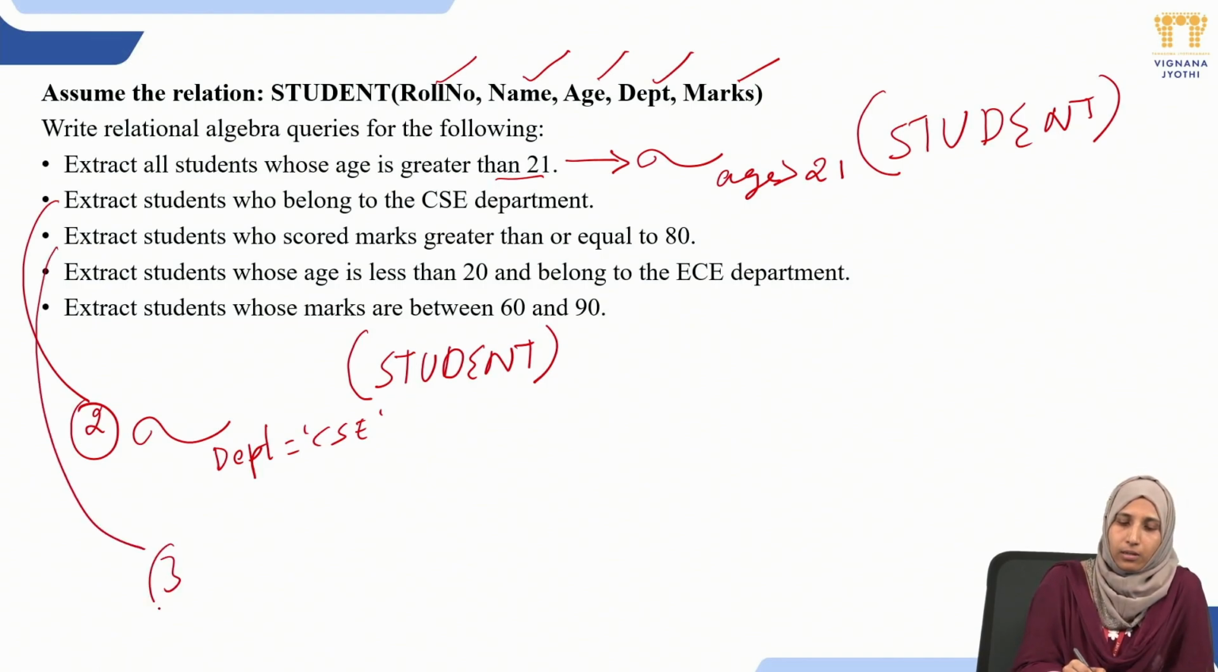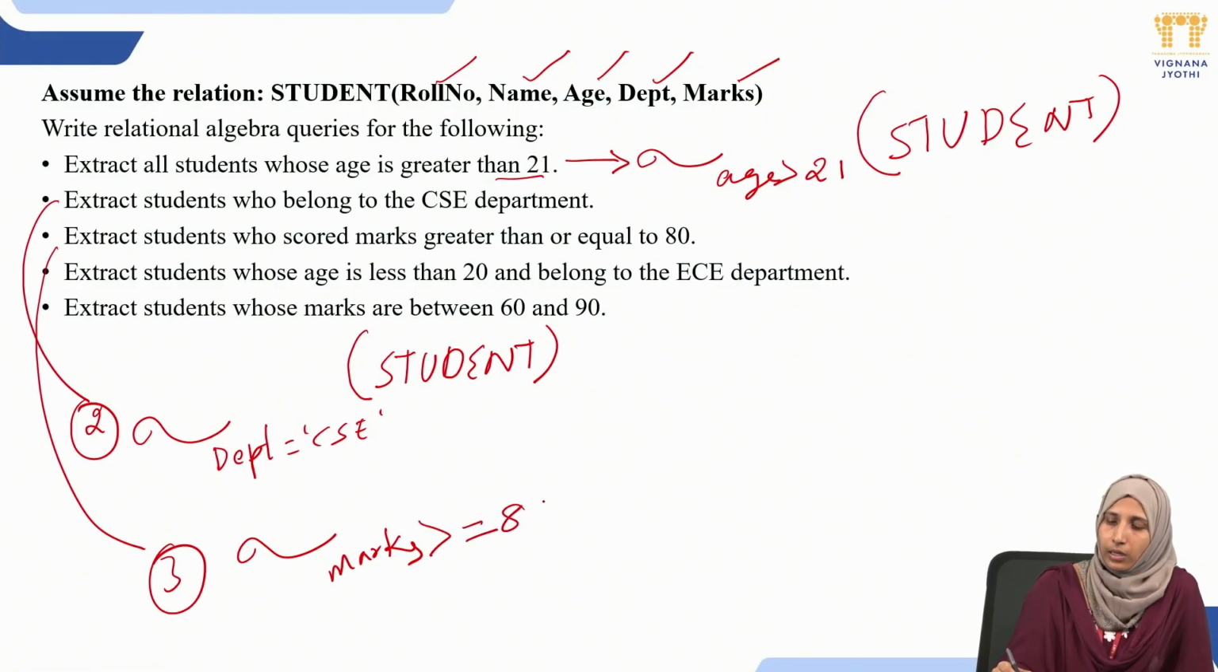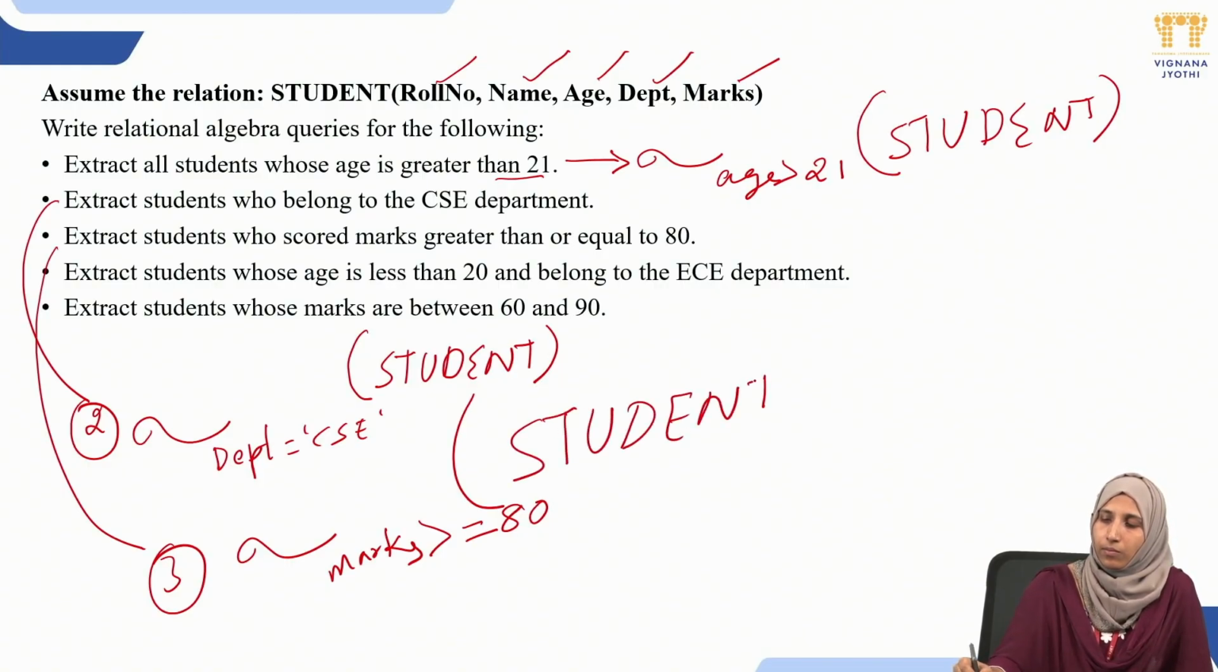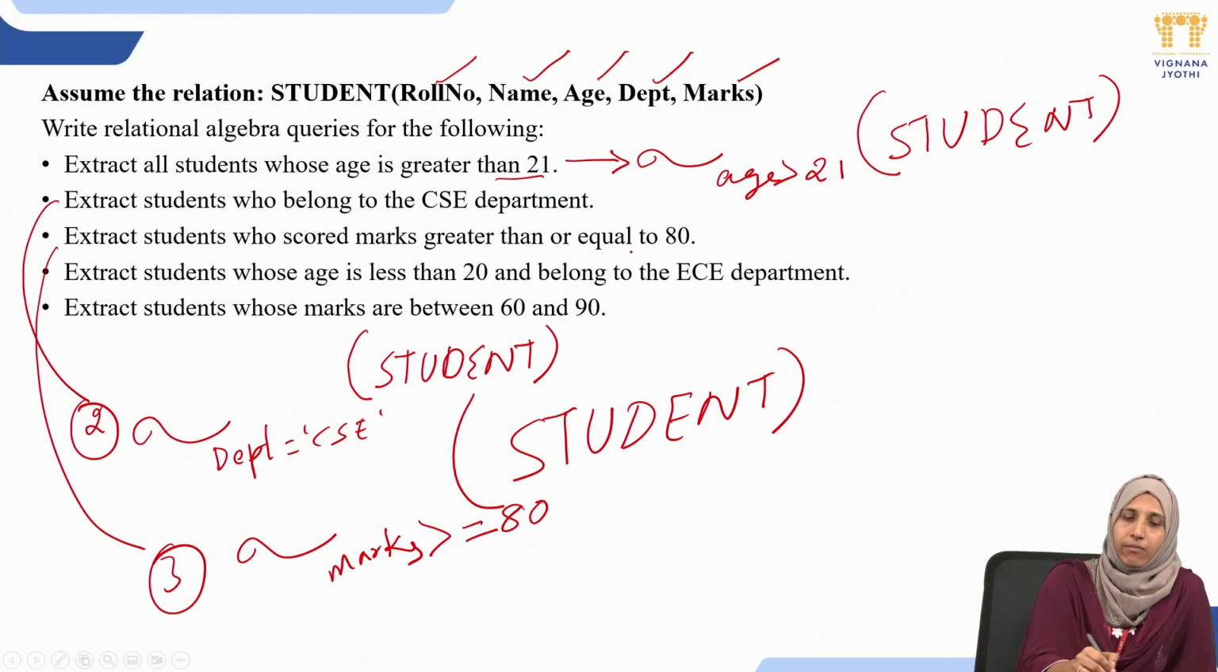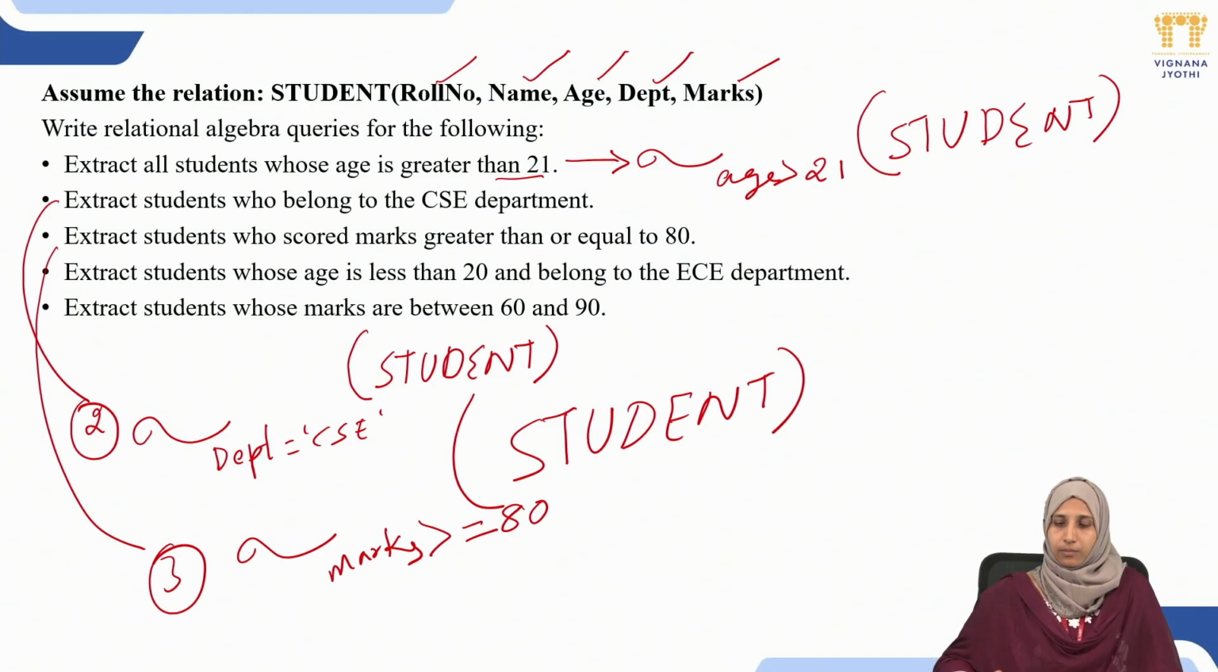How are you going to write the third one? Extract students who scored marks greater than or equal to 80. Again the same symbol. What is the column heading? Marks. What is the condition? Marks greater than or equal to 80. Upon which relation are you applying? Student. Simple. This is how you write the answer for the third one. The same way you can write for the other 2 queries.